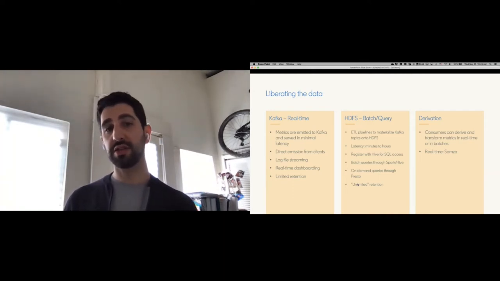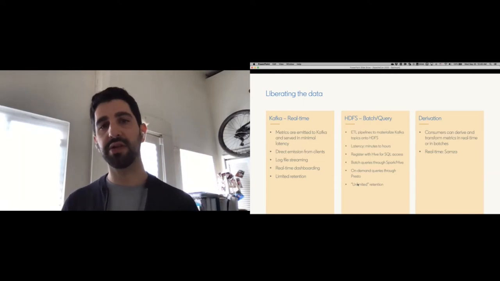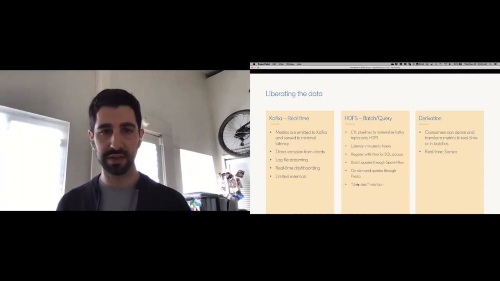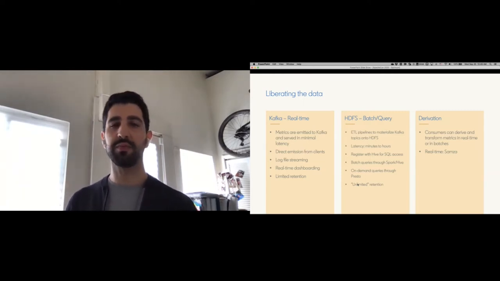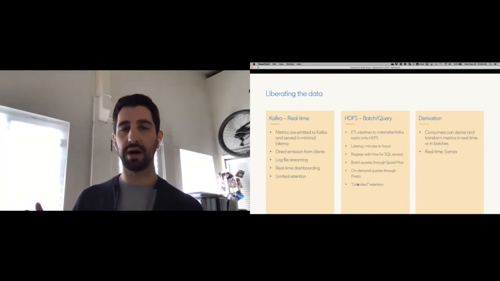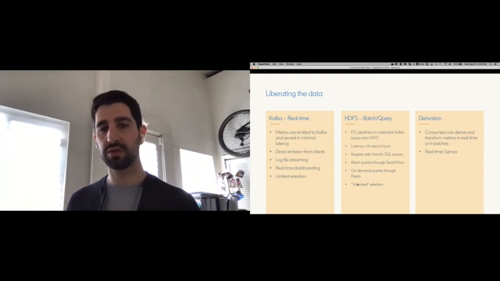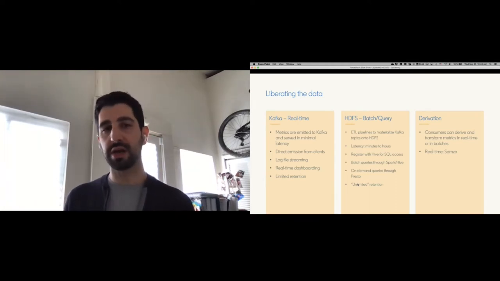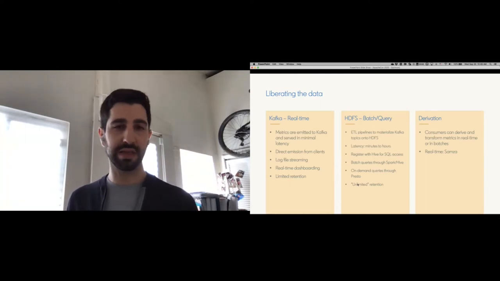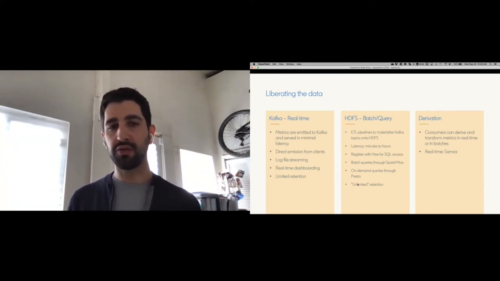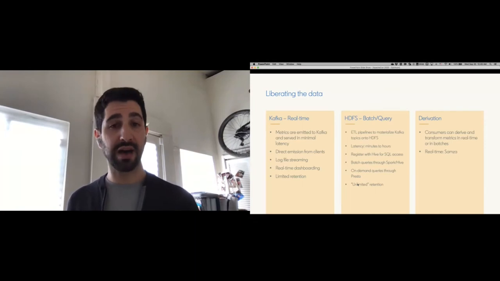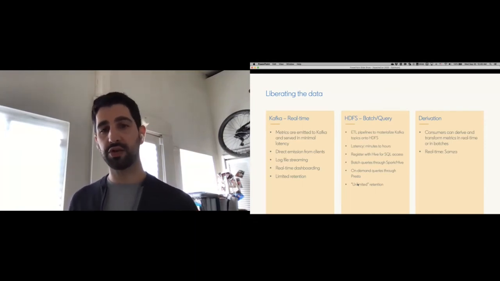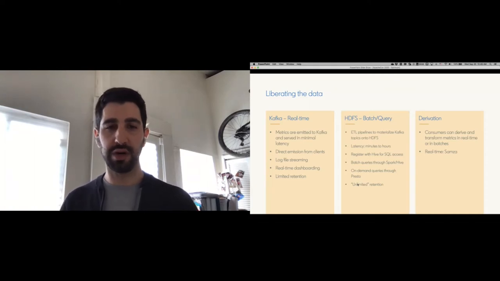On Edge DFS, this is where we have ETL pipelines to materialize the Kafka topics into Edge DFS. That brings the latency from into minutes to hours. We're working to minimize that, but it is part of the system that ETL pipelines usually take a few minutes at least to populate. It registers all the data with Hive for SQL access, and that enables batch queries through Spark, Hive, and basically on-demand queries for Presto as well.